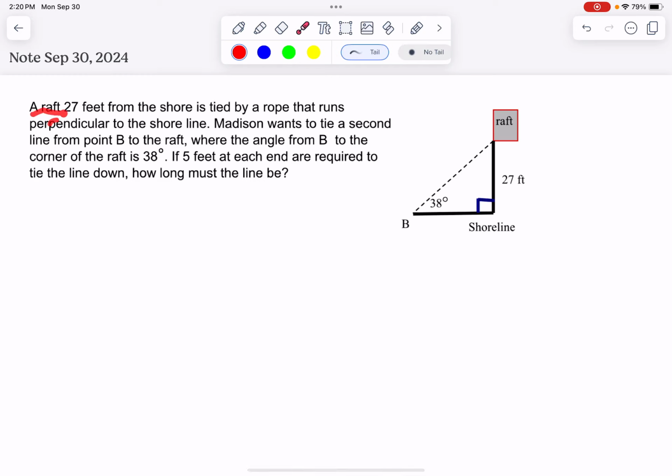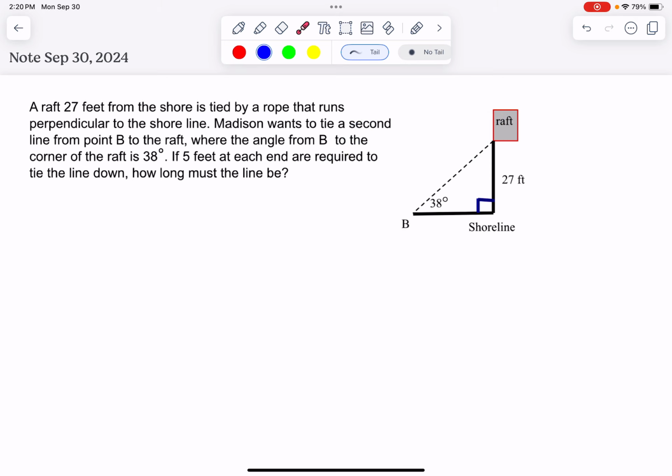So here a raft 27 feet from the shore is tied by a rope that runs perpendicular to the shoreline. So here's your rope. Here's your perpendicular distance of 27 feet. Shoreline's right over here. This is the shoreline. So this raft is floating out here in the water.